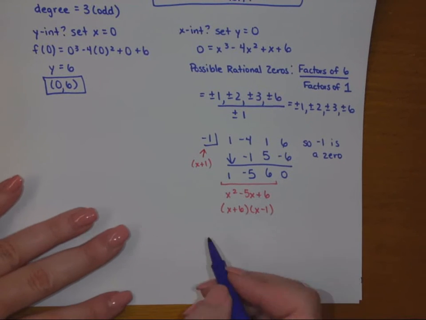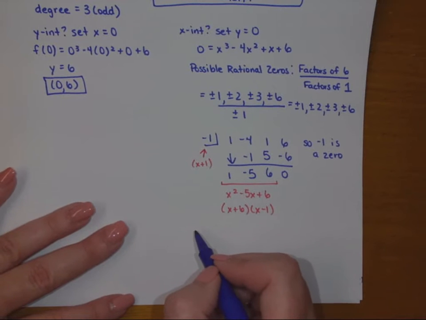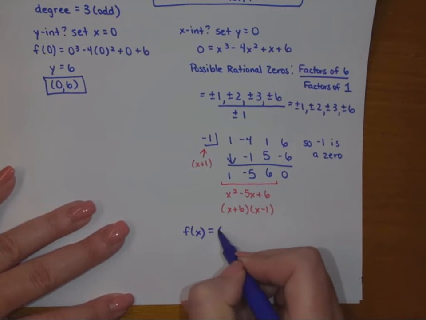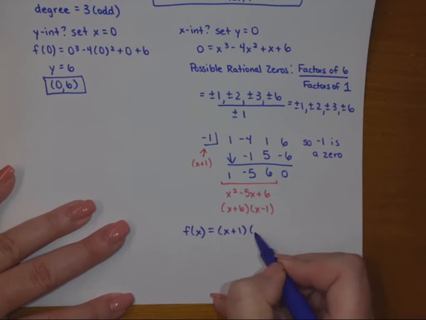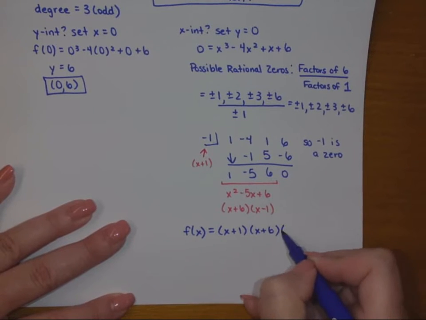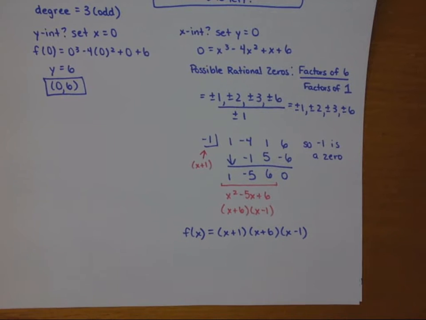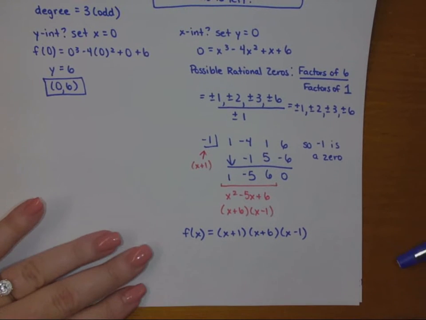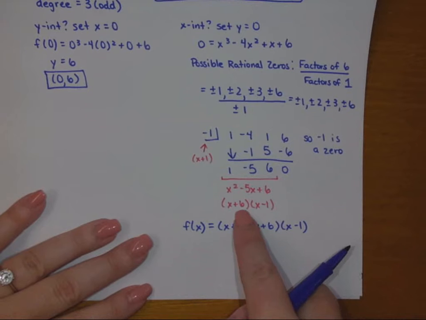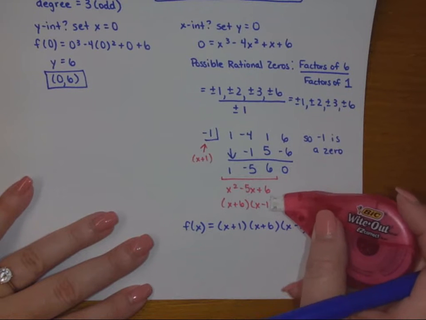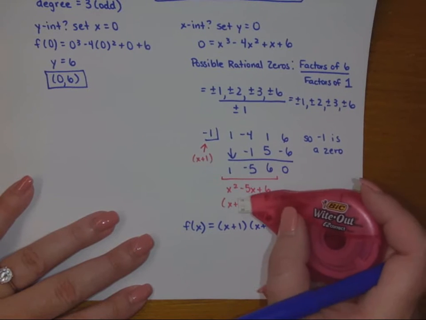So what you end up getting then is that our function f of x factors into x plus 1 times x plus 6 times x minus 1. Actually, that's not right, is it? So be careful, and I didn't really do that on purpose. You just want to be cautious, right? The signs here aren't right, so what I actually should have done is a -2 and a -3.